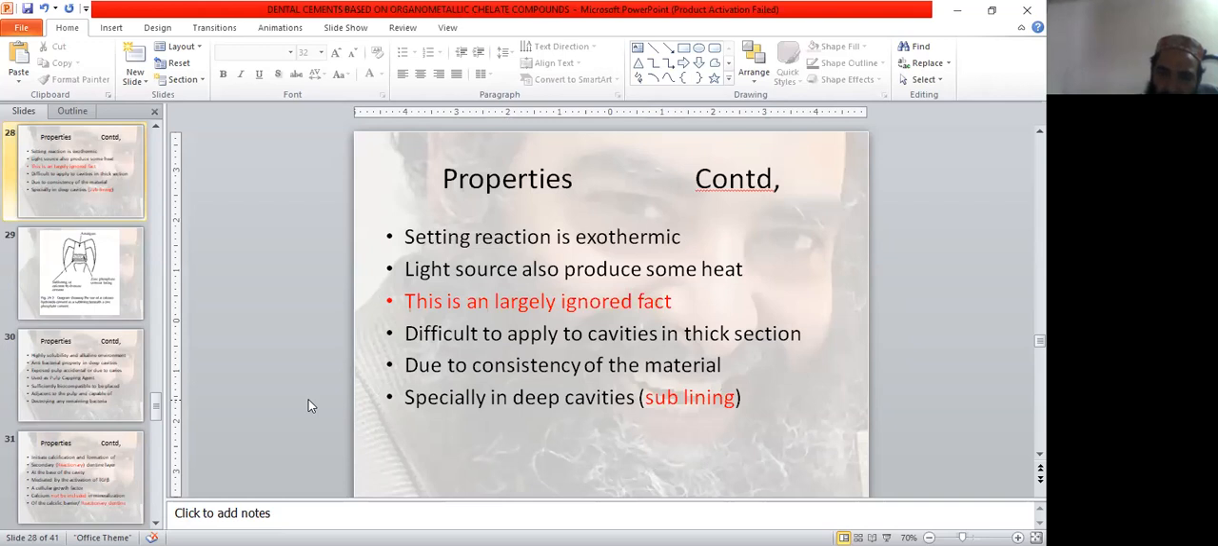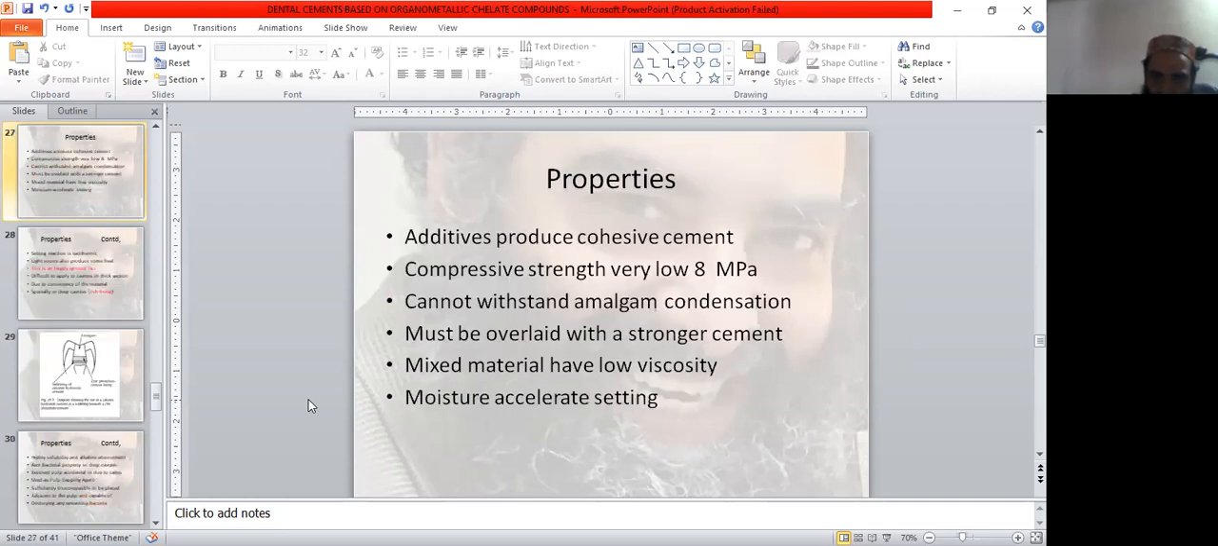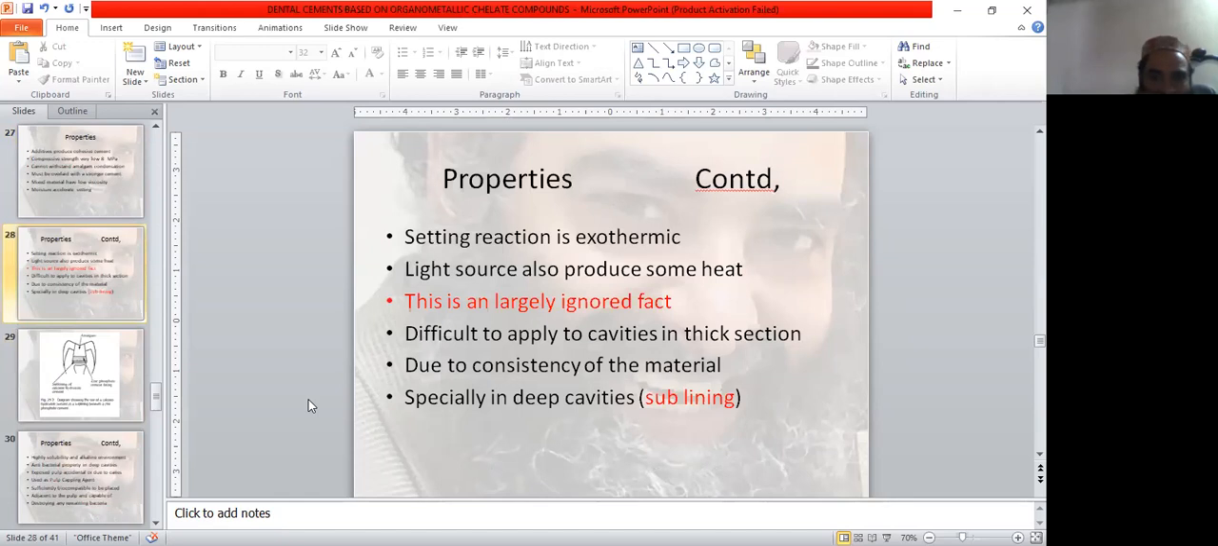So if we see the properties, the setting reaction is always, as we said, exothermic, and the light source also produces some heat. This is a largely ignored fact, because people always say that if there is a huge cavity near the pulp, give a lining of calcium hydroxide.